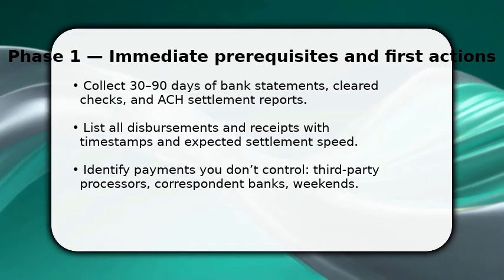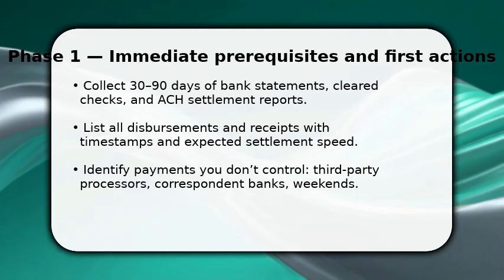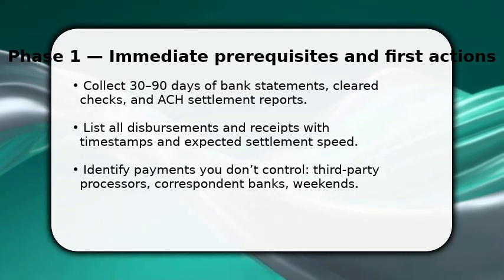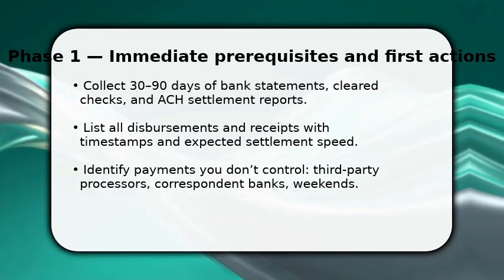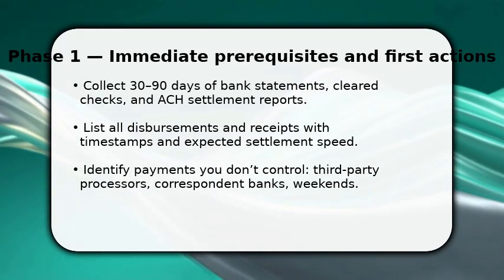You start by assembling data: 30 to 90 days of bank activity, cleared items, and processor reports. Once collected, you map each payment with its issue time, bank receipt time, and actual settlement time so you can measure delay.